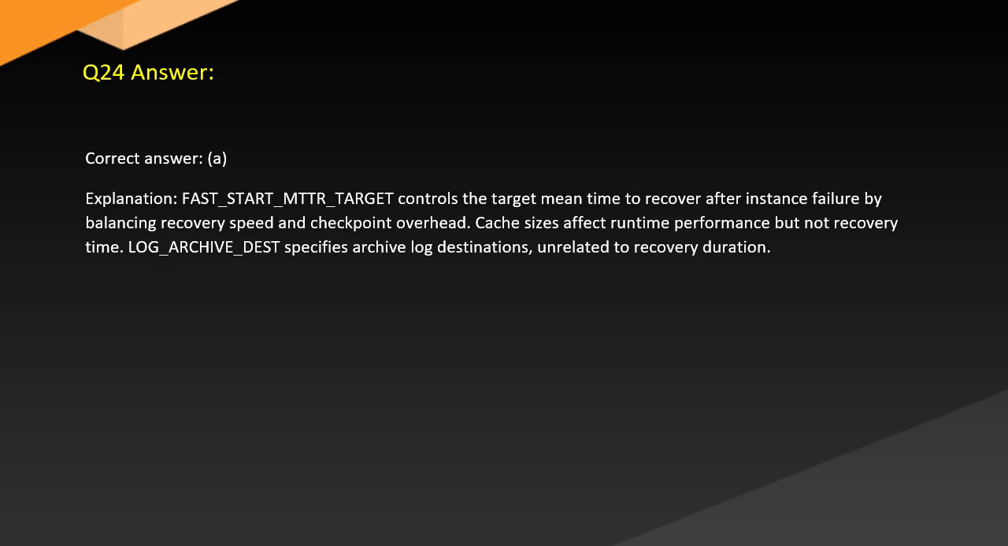Answer. Correct answer: A. Explanation. FAST_START_MTTR_TARGET controls the target mean time to recover after instance failure by balancing recovery speed and checkpoint overhead. Cache sizes affect runtime performance but not recovery time. LOG_ARCHIVE_DEST specifies archive log destinations, unrelated to recovery duration.